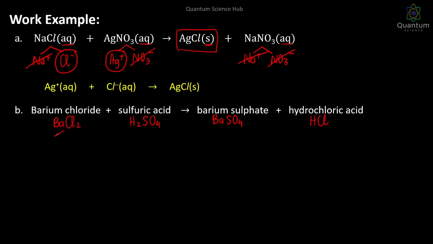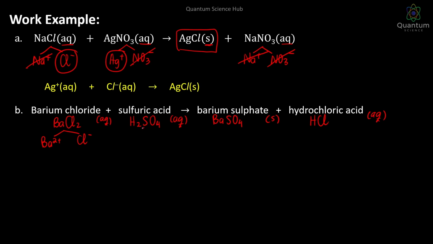Now you split based on the ions. So this is Ba2+ and Cl-. Remember, what is the state for barium chloride? It is aqueous. All acids are also aqueous, while barium sulfate is solid. Hydrochloric acid is also an acid, and all acids can dissolve in water, that's why it is aqueous.